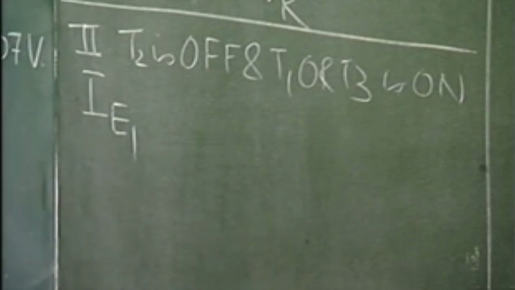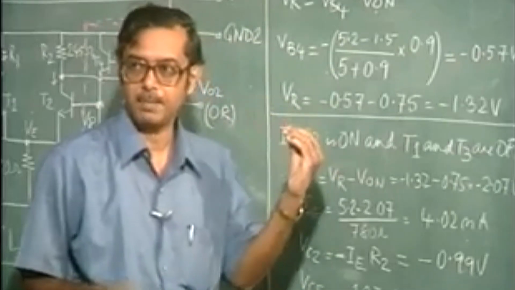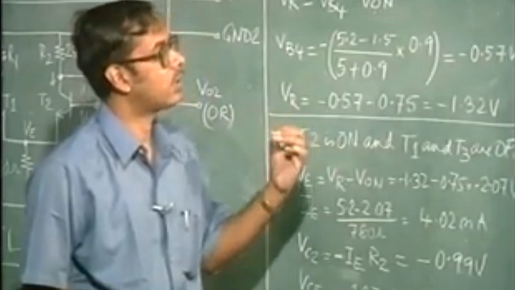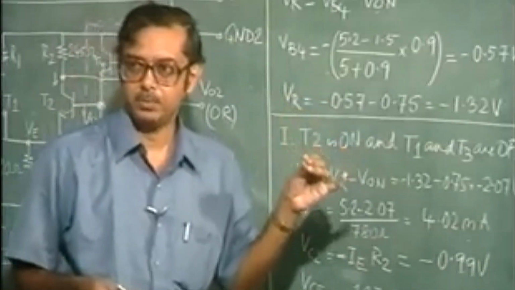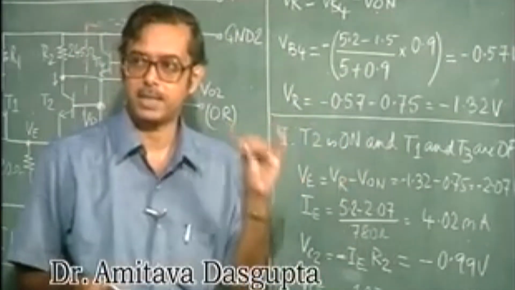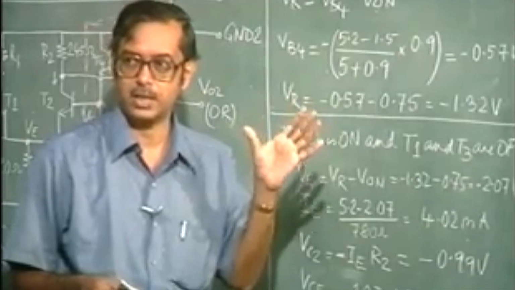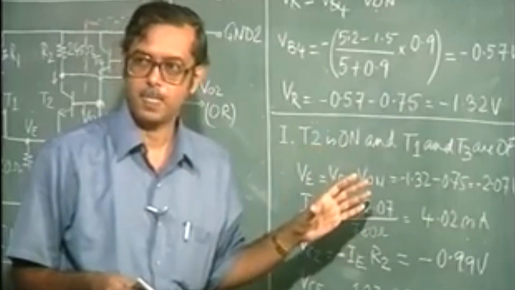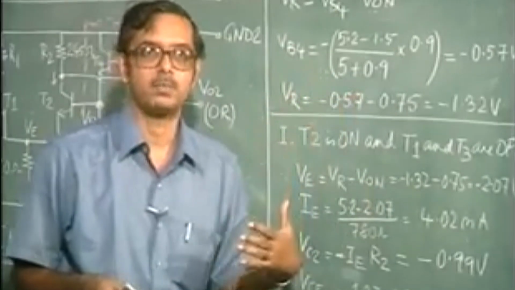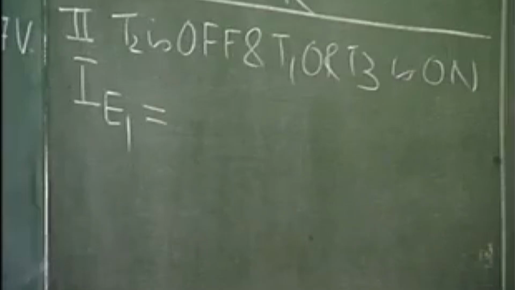what does T1 is on mean? It means that the input voltage at the base of T1 is equal to the input corresponding to logic high, and we have seen that the voltage corresponding to logic high is minus 0.9 volts. So, let us assume that the input voltage is minus 0.9 volts. So, the logic levels, the voltage levels here, are minus 0.9 and minus 1.74 volts. Minus 0.9 is logic high, minus 1.74 is logic low. So, if you assume that it is minus 0.9 volts, what is the current flowing?